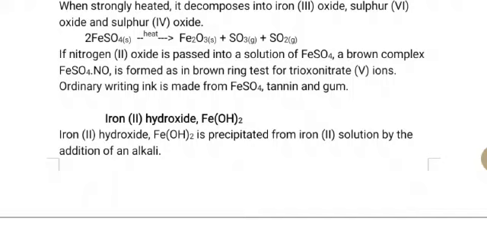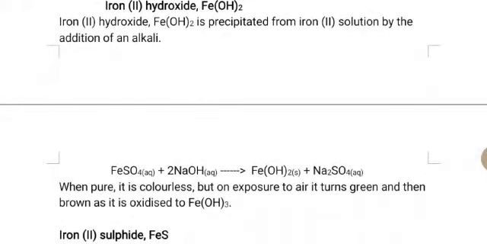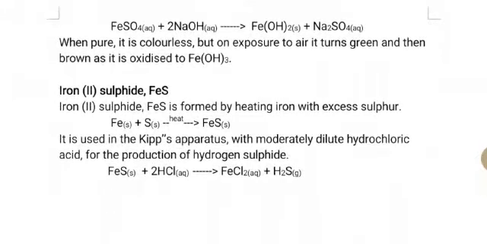Iron 2 hydroxide, Fe(OH)2, is the next compound. Iron 2 hydroxide is precipitated from iron 2 solution by the addition of an alkali. Equation, FeSO4 plus 2NaOH gives Fe(OH)2 plus Na2SO4. That is, when iron 2 tetraoxosulfate 6 reacts with sodium hydroxide, it gives iron 2 hydroxide plus sodium tetraoxosulfate 6. When pure, iron 2 hydroxide is colorless, but on exposure to air, it turns green and then brown as it is oxidized to iron 3 hydroxide, Fe(OH)3.